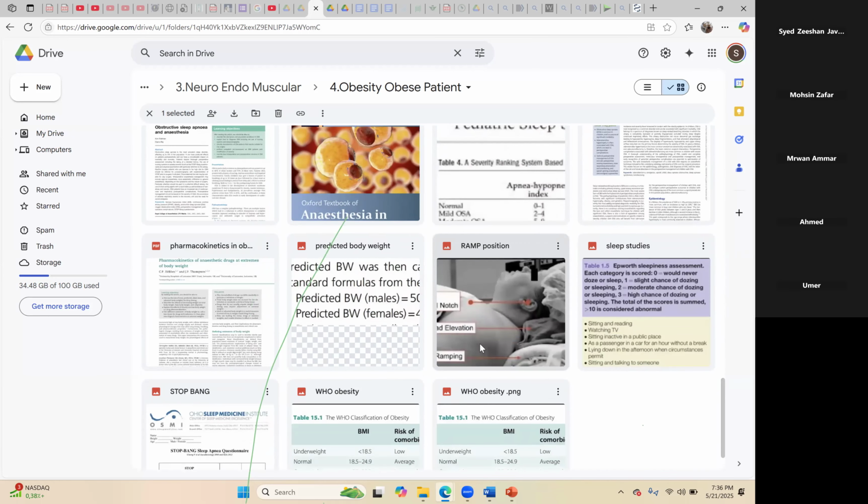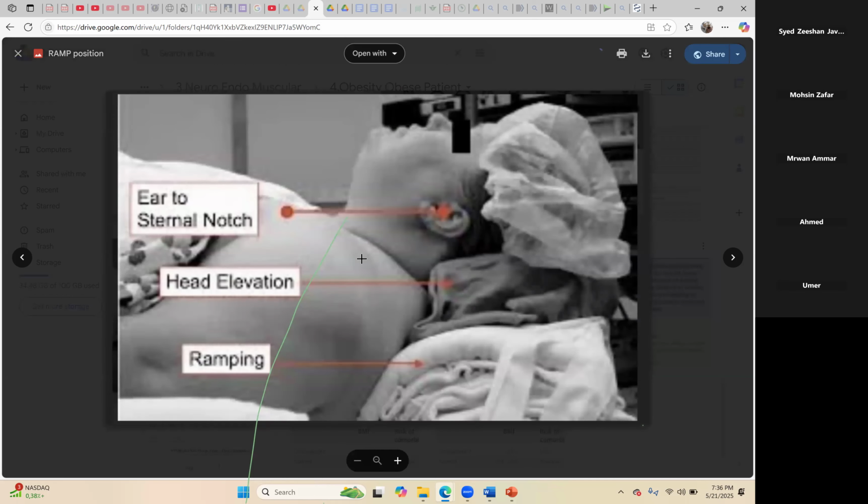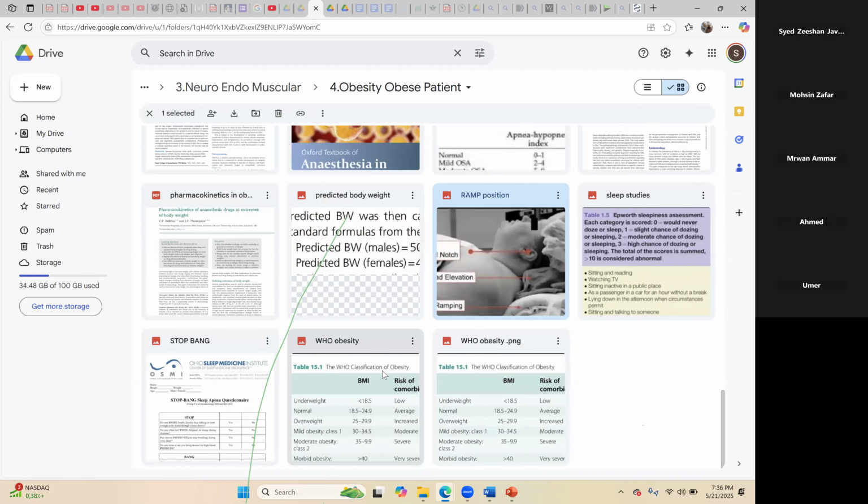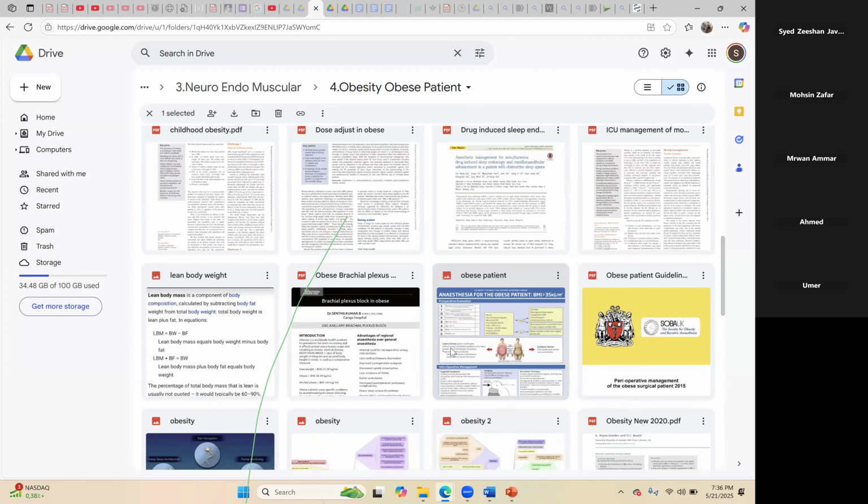Another important thing is the ramp position. In the ramp position you elevate the patient. There is a specific Oxford pillow designed in this direction. Your aim is to elevate the external auditory meatus to the level of the sternal angle. This is called the ramp position, the rapid airway management position. You make a ramp and achieve the rapid airway management position. For many years, I used to think it was only the ramp, the virtual ramp.